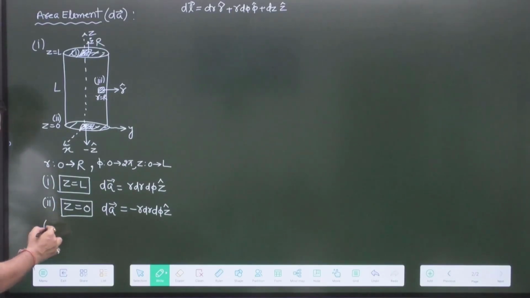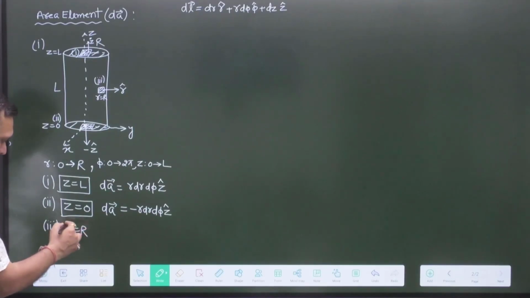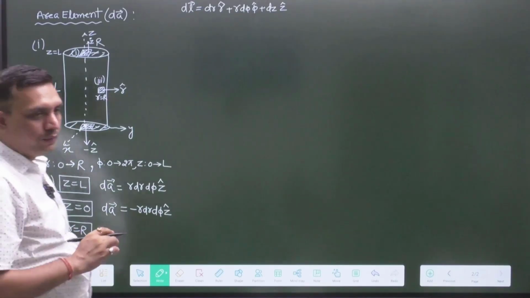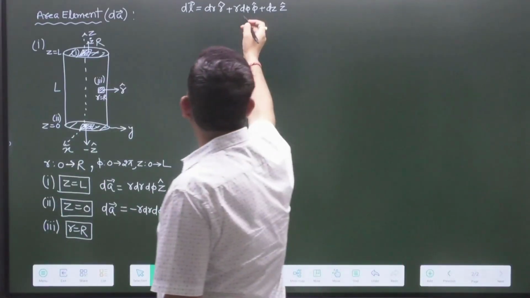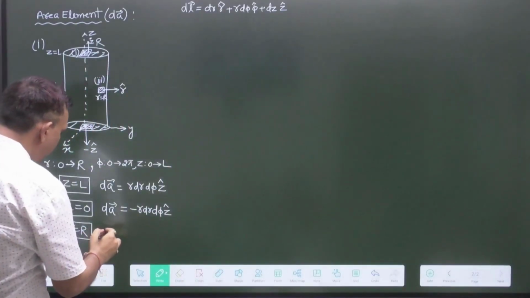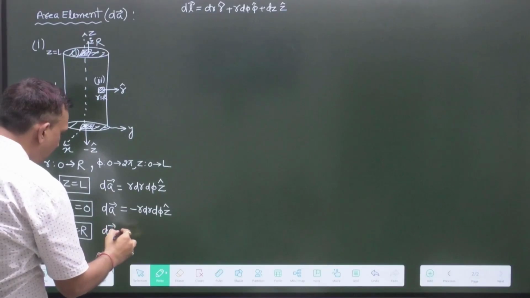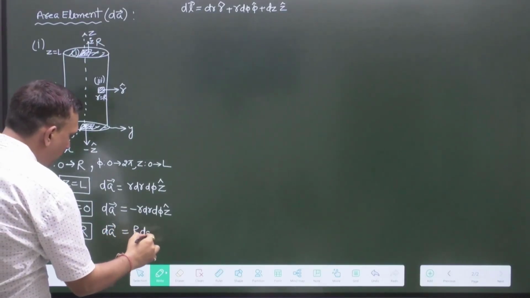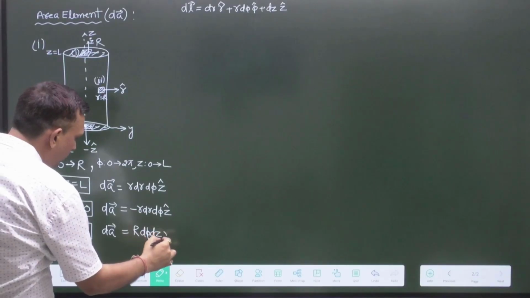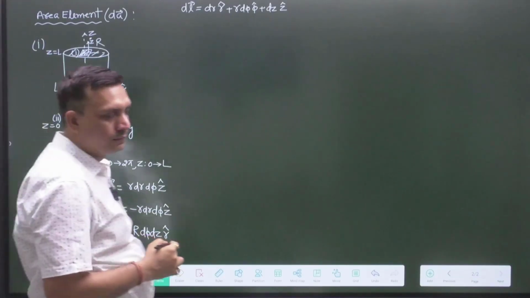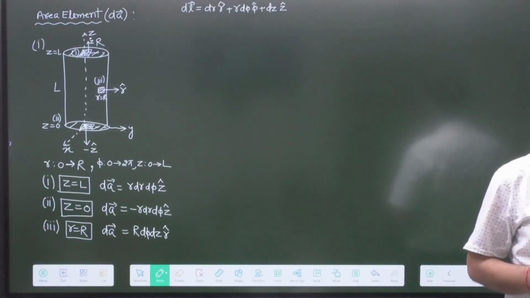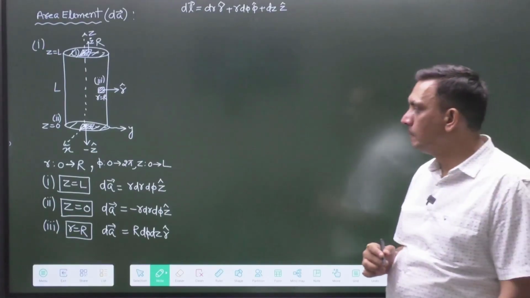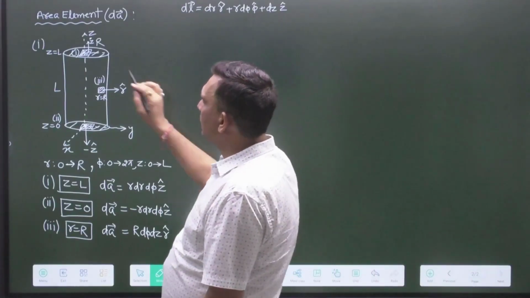And surface 3 is r is equal to r surface. You are on the surface of the cylinder, so r is fixed. Variables are phi and z. So here dA is given by r d phi dz and direction is r cap. So this is the first case.